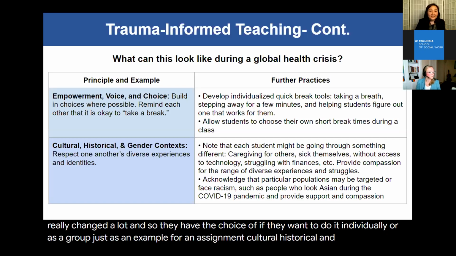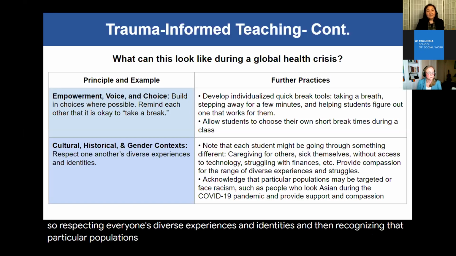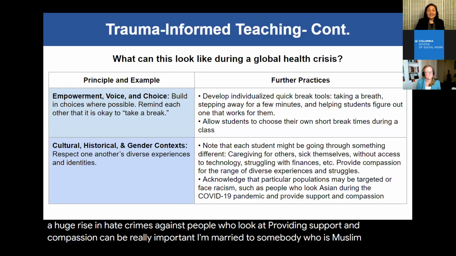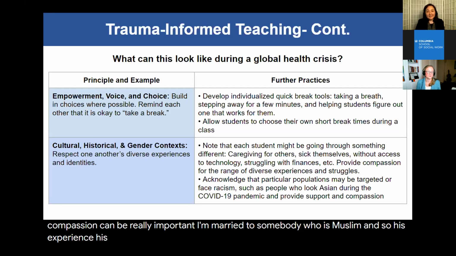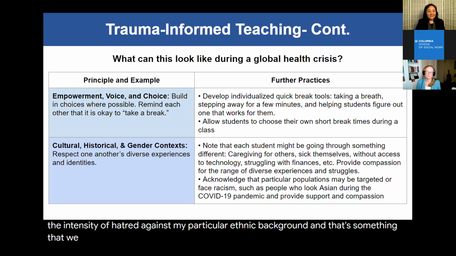Cultural, historical, and gender contexts. So respecting everyone's diverse experiences and identities, and then recognizing that particular populations may be impacted in specific or intense ways. So right now there's a huge rise in hate crimes against people who look Asian, and providing support and compassion can be really important. I'm married to somebody who is Muslim, and so his experience, his community after 9/11, he's been really coaching me on how to adapt to the intensity of hatred against my particular ethnic background. And that's something that we can keep an eye out with for ourselves and our communities and our students too.